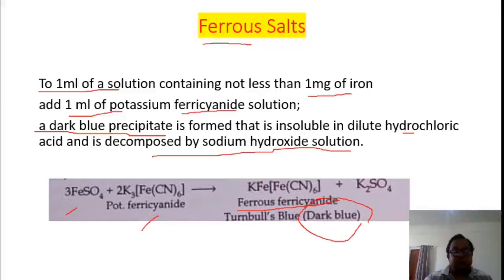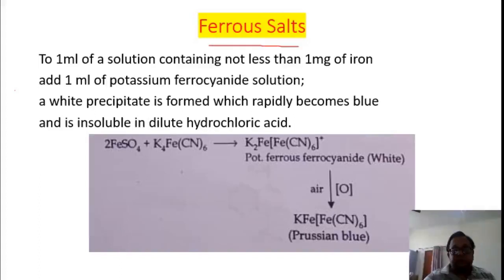Mind it, this test is also used to distinguish between ferrous and ferric. So the combination is that we are identifying ferrous and we are using ferric. So this is ferrous ferric. That's why we are getting this dark blue color.